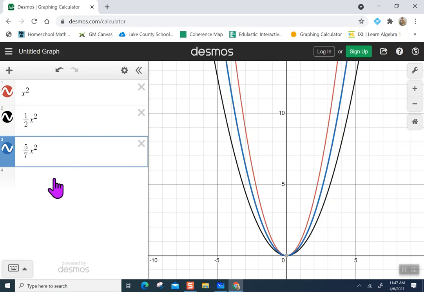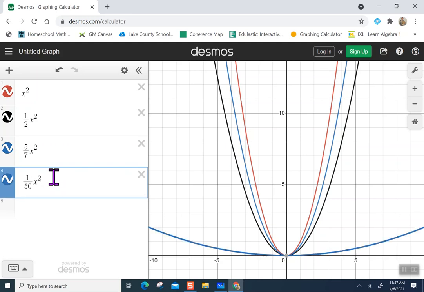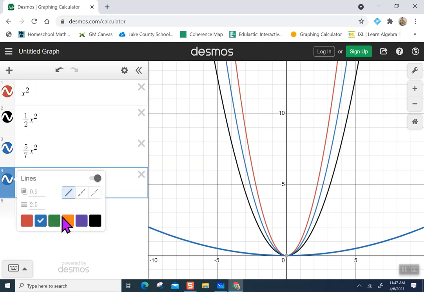Now let's go for something even more interesting. 1/50 of an x squared. And look how flat that's getting. Again, that's the same color. Let's see if I can change its color to something a little bit more interesting. Let's go with green. We don't have green on here yet.